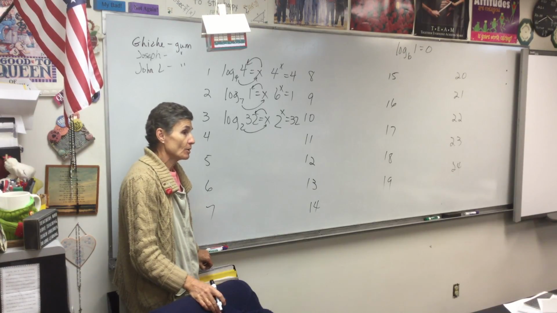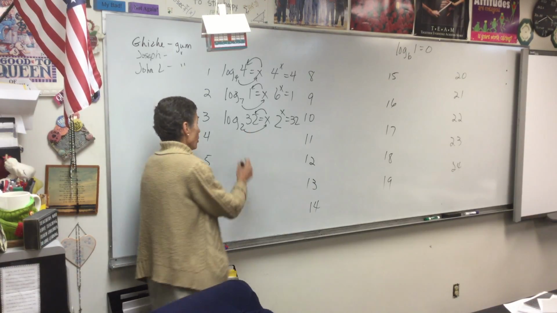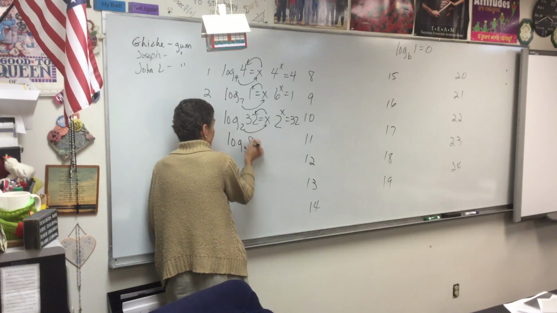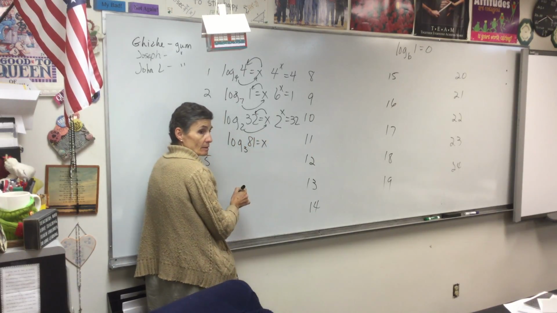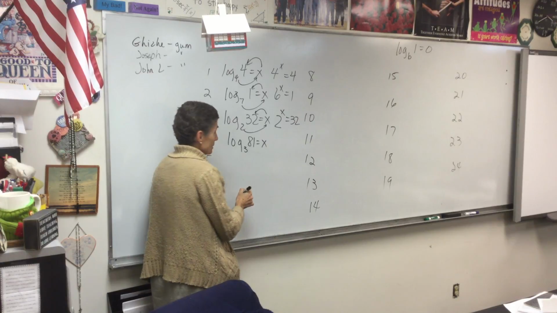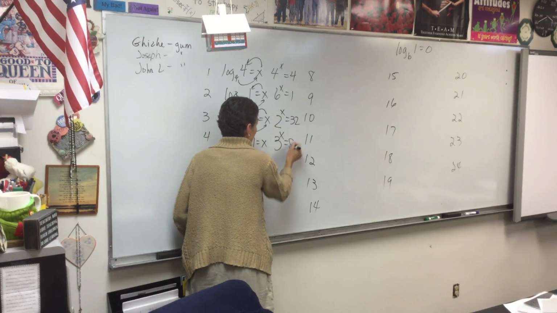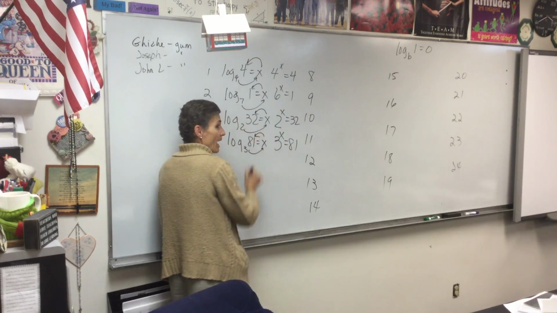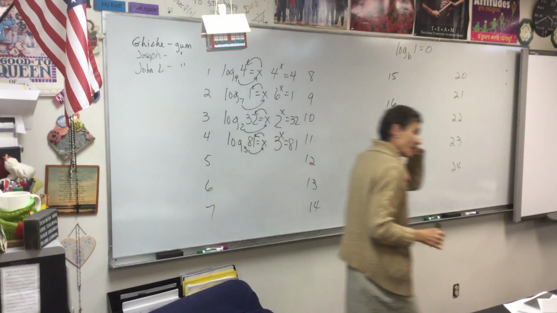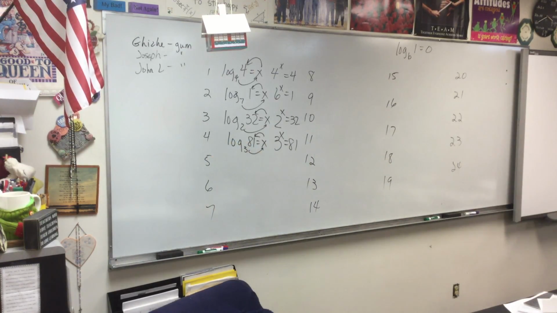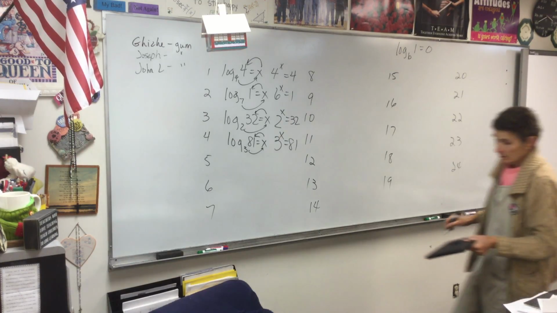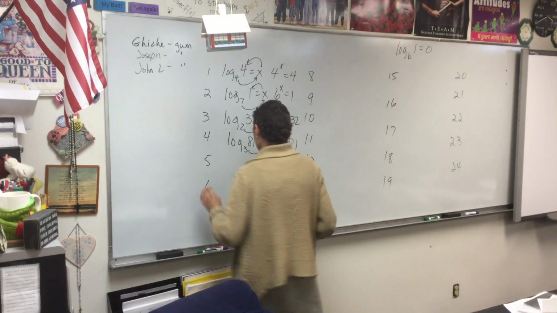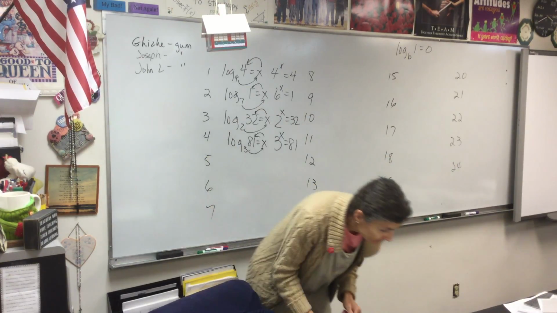Yeah. I don't know if the rest of you are keeping up or not. The log base 3 of 81. 3 to the x equals 81. Remember, you gotta do that. You gotta think that. You don't even have to write it down after you've practiced a few of these, but you need to at least think about it. So x equals 4.